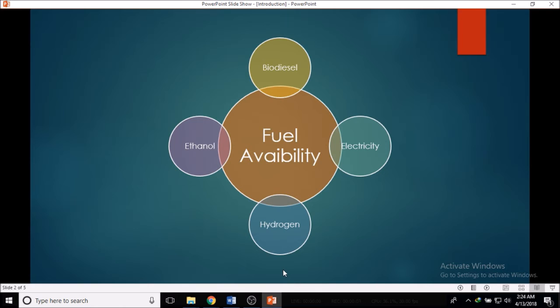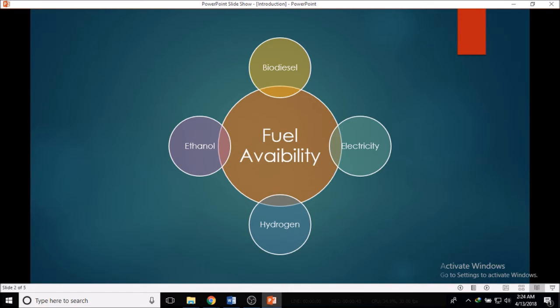Okay, next is fuel availability. For automobiles, there are many fuels available, such as biodiesel and ethanol. Biodiesel is made up of animal fats and vegetable oils, a liquid that mixes with petroleum in diesel engines. A common blend level consists of 5% biodiesel and 95% petroleum. Other examples of biodiesel are B10, B20, B100 and pure biodiesel.